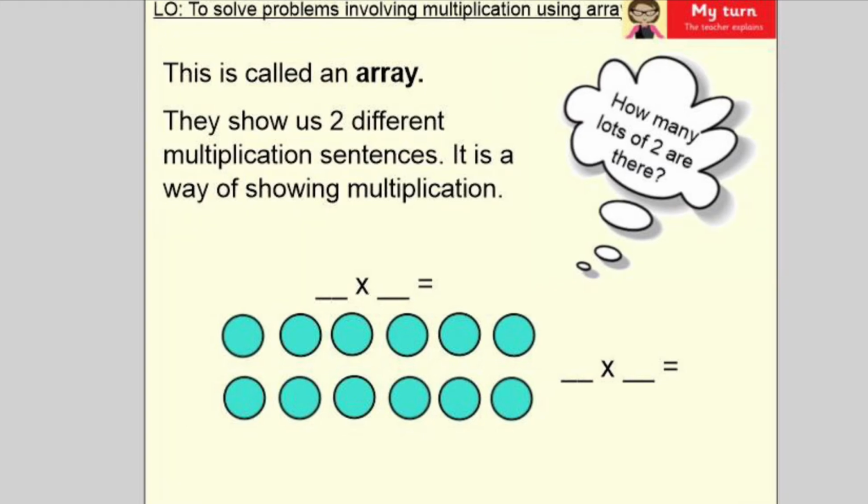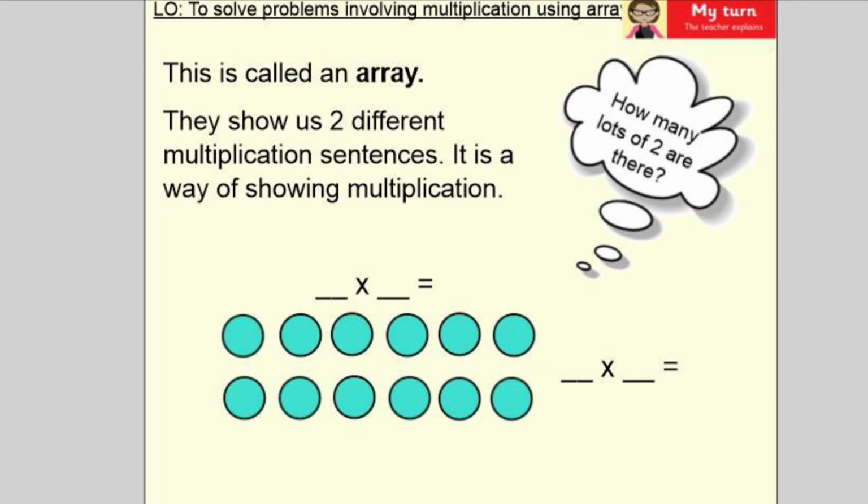How do we do this? Well, in the thought bubble, it says, how many lots of 2 are there? You'll see if you count downwards in the array, there are only 2 dots. But if you count across, there's more. So let's see how many we've got. 1, 2, 3, 4, 5, 6. That means that there are 6 lots of 2.